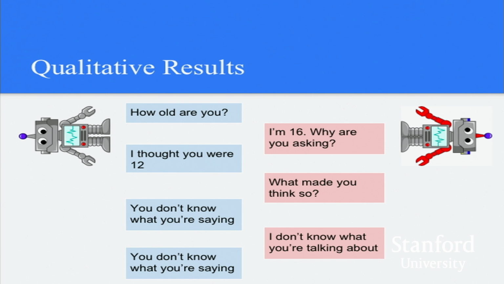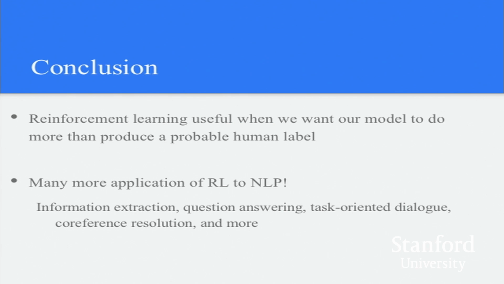So this just kind of highlights that although reinforcement learning is a useful technique, it doesn't magically fix everything. So to conclude, reinforcement learning is helpful when we want our model to do something beyond just mimicking the way humans perform a task. And it's been applied to many areas beyond dialogue. So if you're interested, there's a lot of new and exciting work in that direction. Thank you.